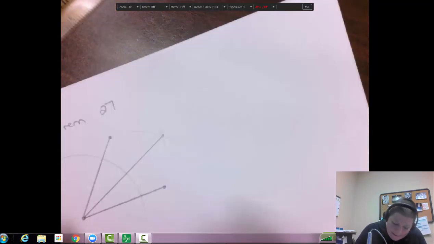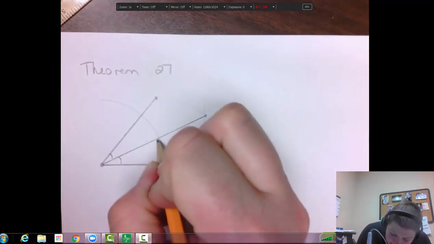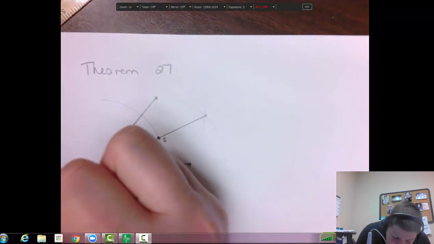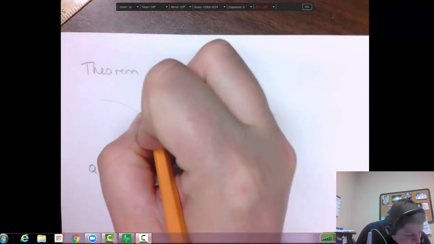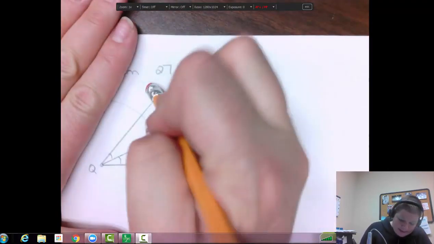Okay, so that means this one's congruent to this one. So we just constructed a really pretty angle bisector. And this, we also have some other information. I'm just going to use this point right here. I'm going to call that point S, and we're going to call this one Q. P, oops, no, I don't want P to be there. I don't really care about the end.